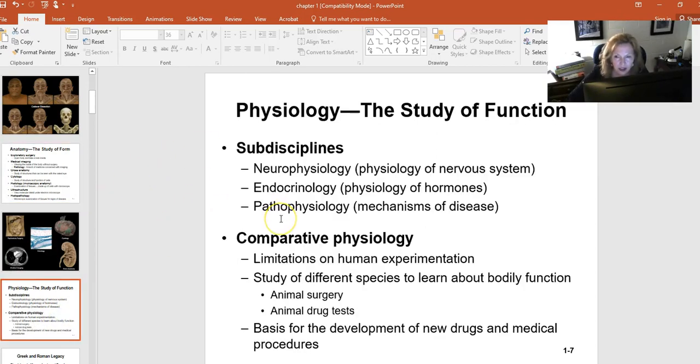Now, physiology, admittedly, is more difficult. It's going to be a little bit more difficult, and so that is where you're going to be spending the majority of your time.